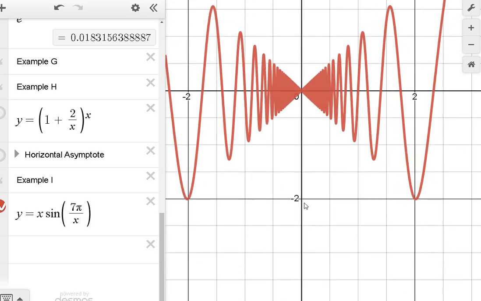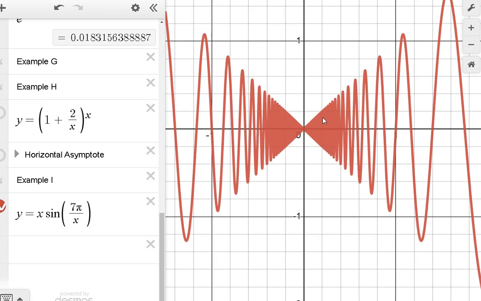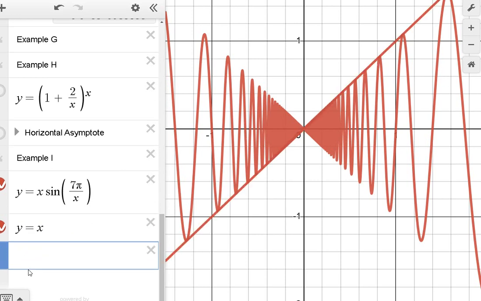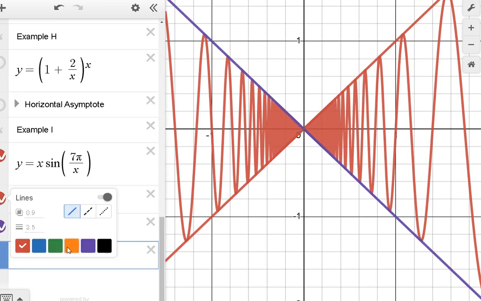What's the graph telling you that limit is? 0 times 0. Oh, graph. Sorry. What's the graph suggesting? I mean, it gets really busy in there, but let me make it a little bit more clear this way. Let's put in two graphs, y equals x and y equals negative x. And I'll put these two in the same color, purple.